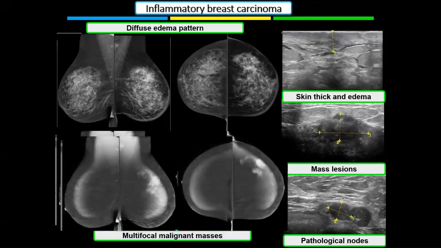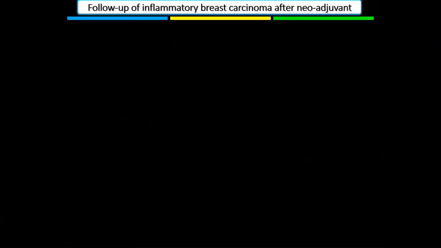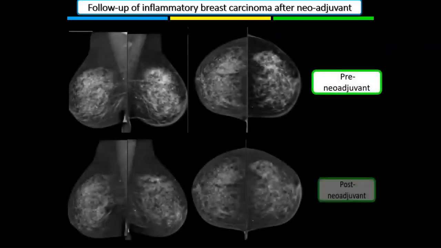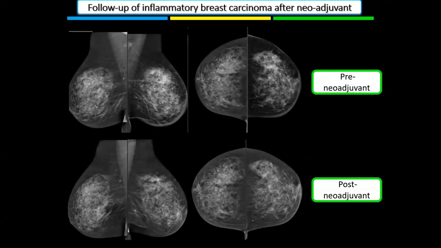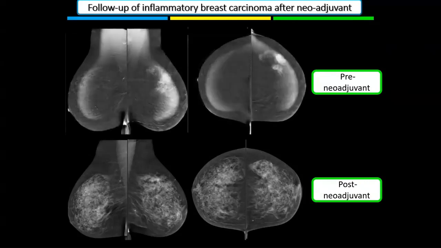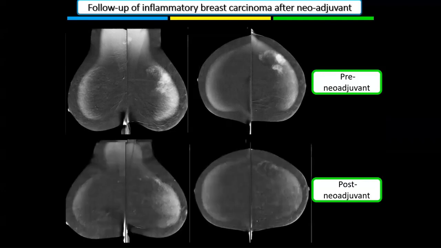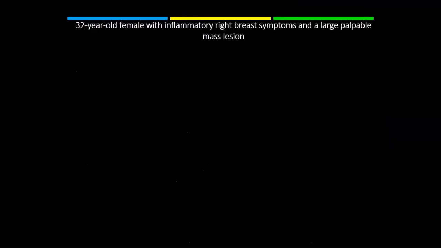And this was her contrast mammogram. It showed multiple mass lesions underlying the diffuse inflammatory changes. Again, this was her pre-neoadjuvant mammography, and this was the post-neoadjuvant mammography. We can never say, based on the mammography alone, whether there was a good response or not. But looking at the contrast mammography, these were the pre-neoadjuvant films, and these were the post-neoadjuvant films. We can see that there is a near total radiological response of the lesion.